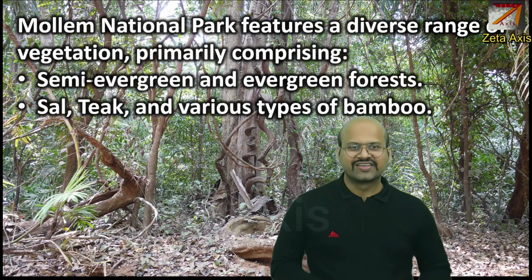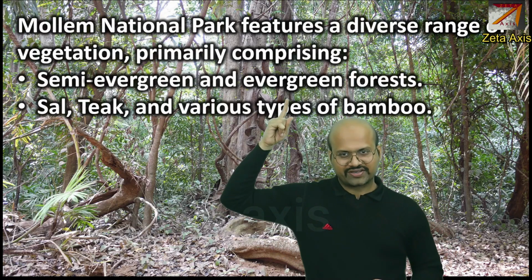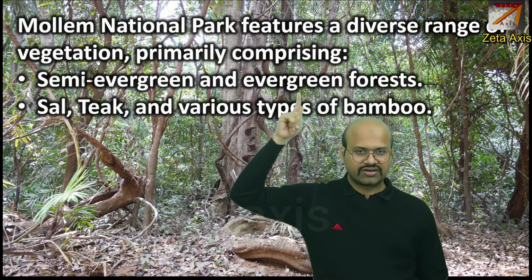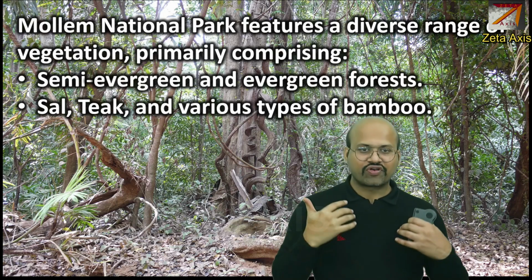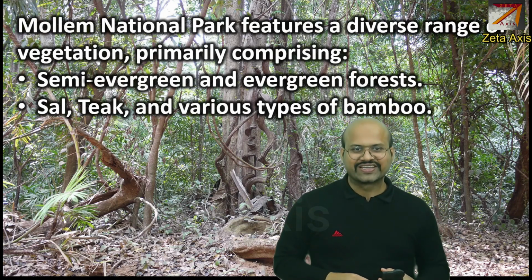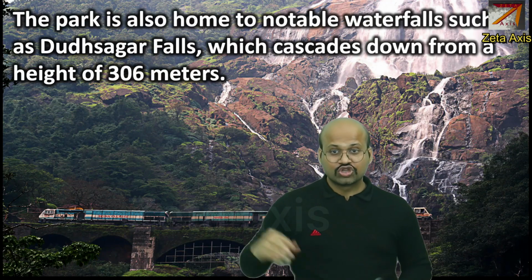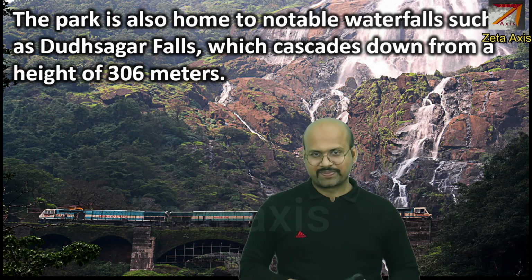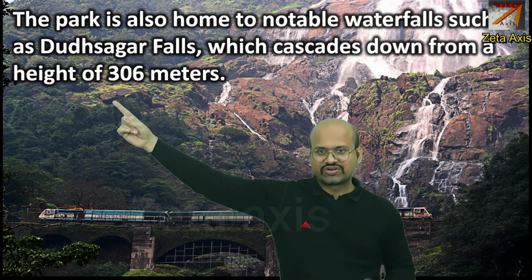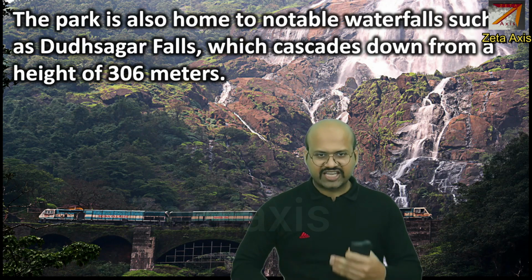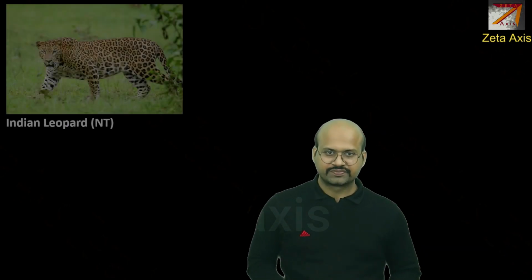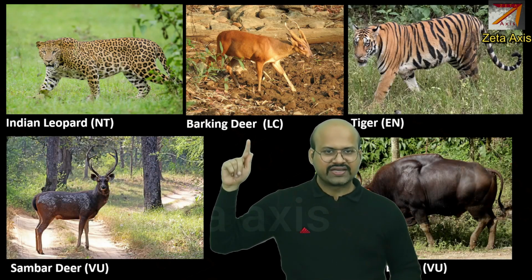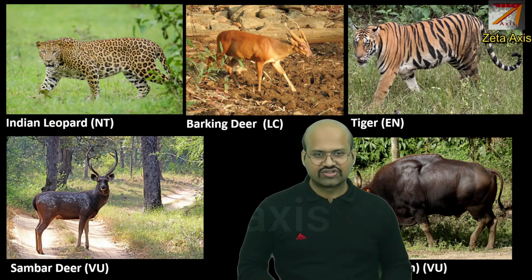The vegetation in Mollem National Park is semi-evergreen or evergreen. Sal, teak and various types of bamboo are found here. Now this region is evergreen or semi-evergreen mainly because this region receives a lot of rainfall. Therefore, we see that here there are evergreen forests. The famous Dudhsagar Falls, which we have seen in several movies, is located within the Mollem National Park. This waterfall is around 306 meters. It is a cascade or chain of waterfalls. The important animals which are found here are Indian leopard, sambar deer, barking deer, tiger and Indian bison or gaur.